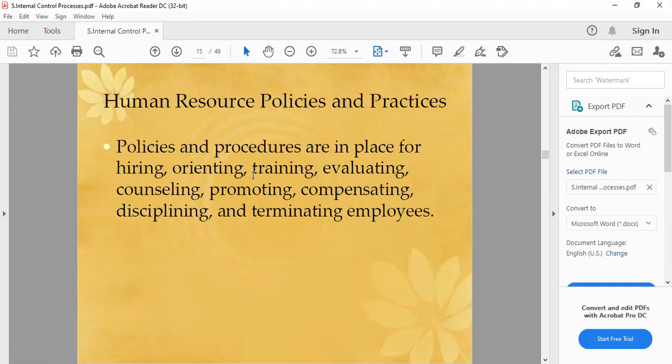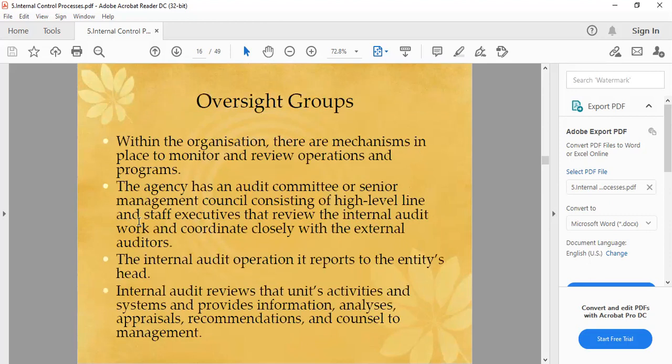Then human resources, policies and practices in terms of recruitment, in terms of training, orientation, compensation, discipline, and termination. Also with promotion, evaluation, and counseling. Oh, orientation is also highlighted. So all about human resources or personnel items.